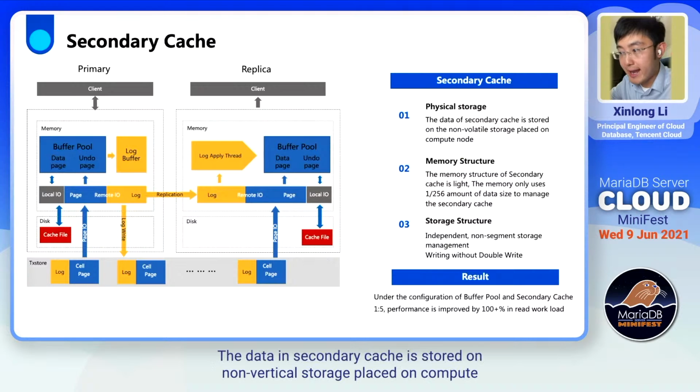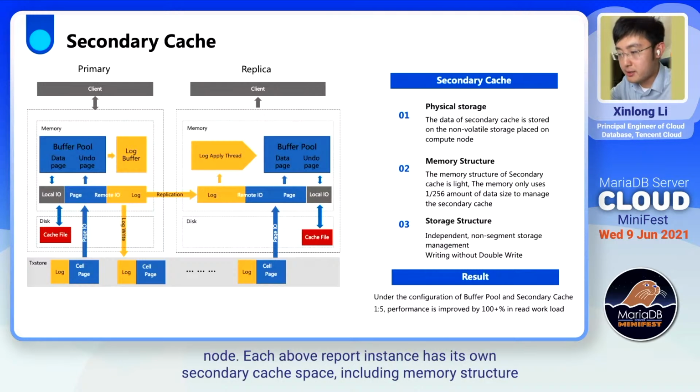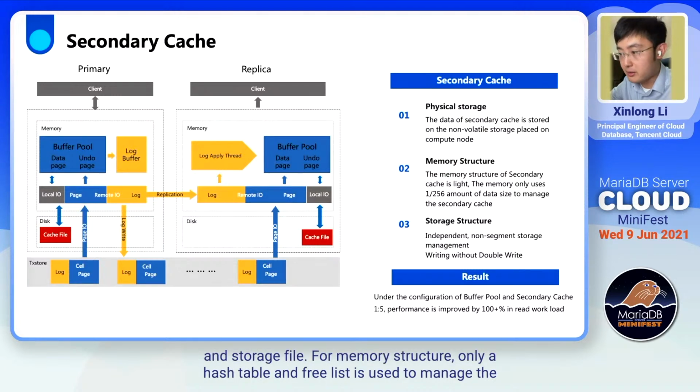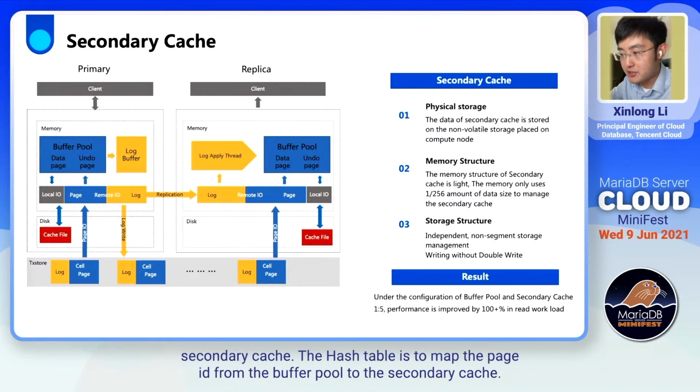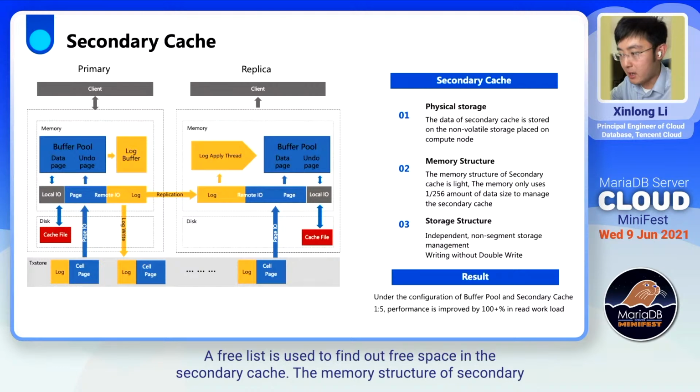The data in the secondary cache is stored on non-volatile storage placed on the compute node. Each buffer pool instance has its own secondary cache space, including a memory structure and a storage file. For the memory structure, only a hash table and a free list are used to manage the secondary cache. The hash table maps the page ID from the buffer pool to the secondary cache. The free list is used to find free space in the secondary cache.